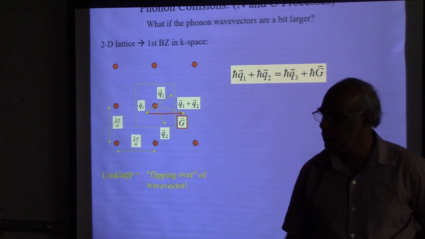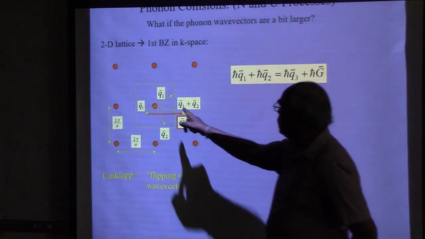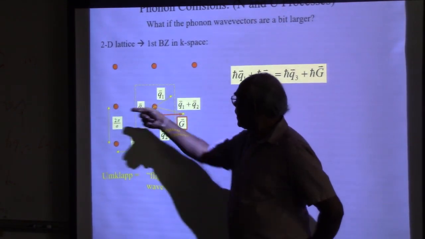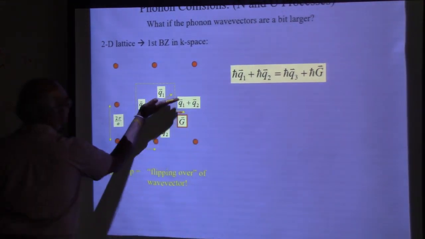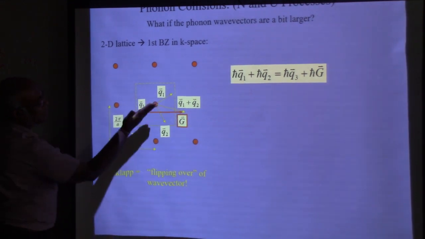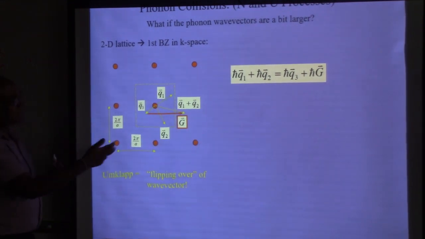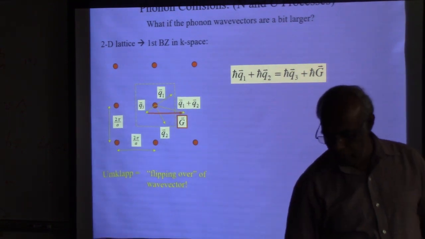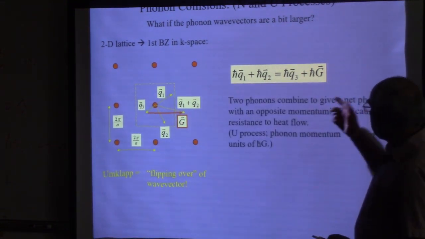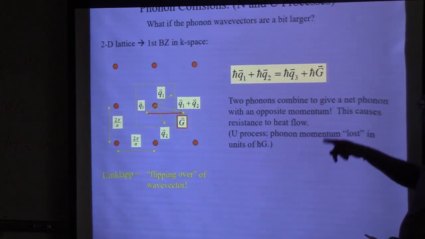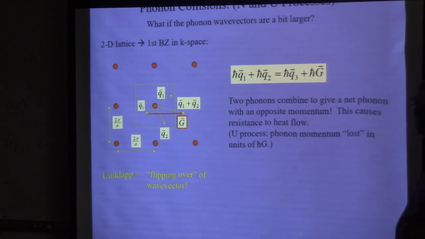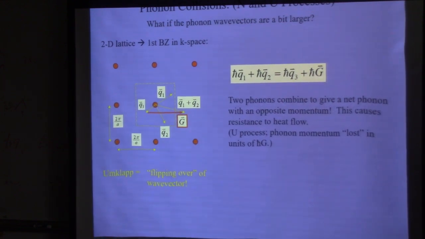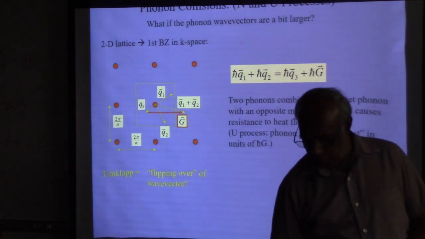So now if you think about it, Q1 and Q2 have the forward momentum direction. How about Q3? Q3 has the opposite direction, right? Because here Q1, if you take this component this way, Q2 also this way, what is the Q3 component? In the opposite direction. That means this has a resistance to the heat flow, right? So that's what we say: two phonons combine to give a net phonon with opposite momentum. So this means that is a resistance for the heat flow. So this is called the U process, N process and U process. This is important when you talk about phonon heat transport. Okay, I think that's all I want.